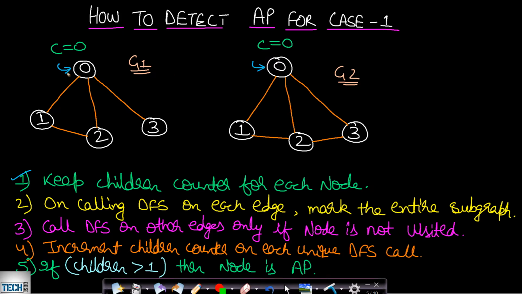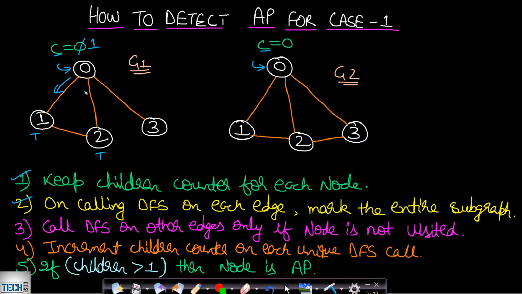Now in this case, I will initialize the number of children as 0 for node 0, and in graph G2 as well it will be 0. Now, on calling DFS on each edge, mark the entire subgraph. So we will call DFS on each of the outgoing edges. First we will make a call from 0 to 1. When we make a DFS call from 0 to 1, we will mark this visited, and this visited. So 1 and 2 are visited now. So we will increment the child count.